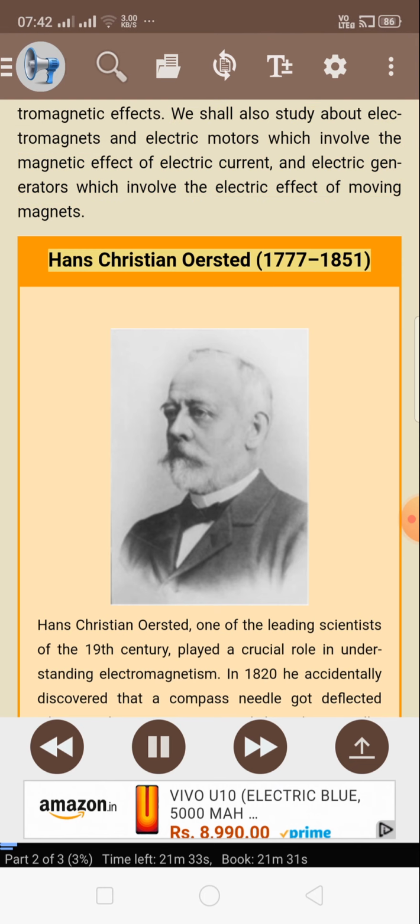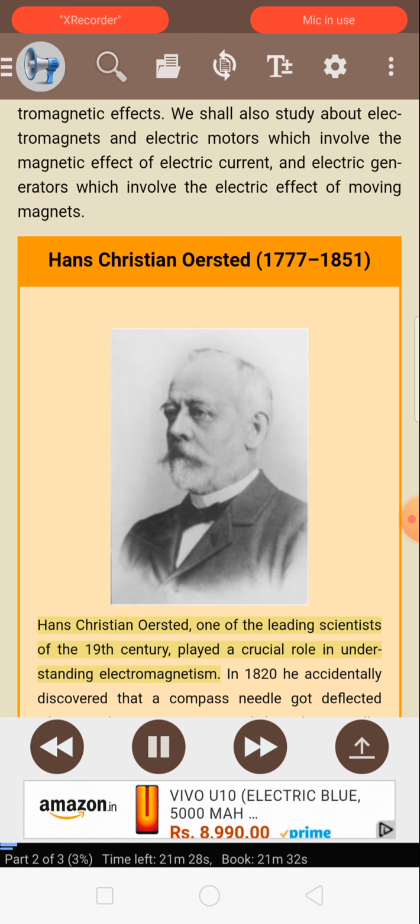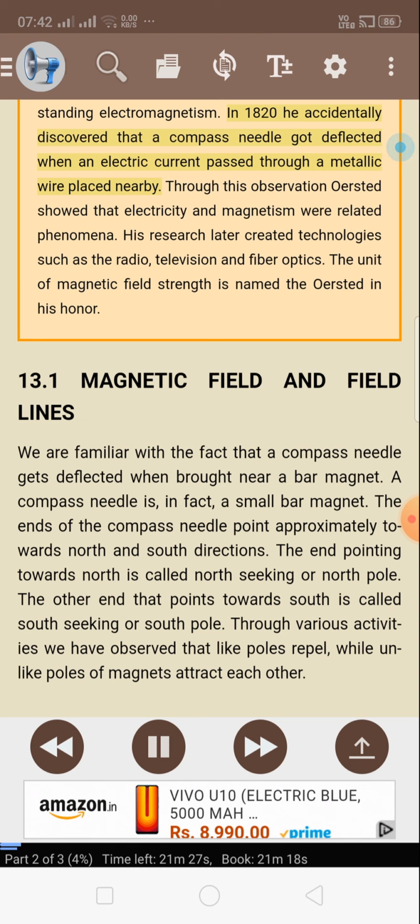Hans Christian Ørsted, 1777-1851. Hans Christian Ørsted, one of the leading scientists of the 19th century, played a crucial role in understanding electromagnetism. In 1820 he accidentally discovered that a compass needle got deflected when an electric current passed through a metallic wire placed nearby. Through this observation Ørsted showed that electricity and magnetism were related phenomena. His research later created technologies such as the radio, television and fiber optics. The unit of magnetic field strength is named the Ørsted in his honor.